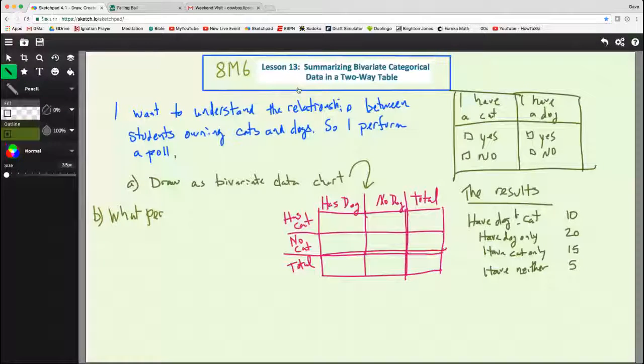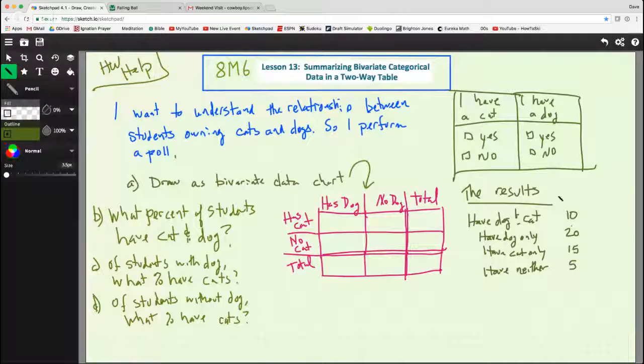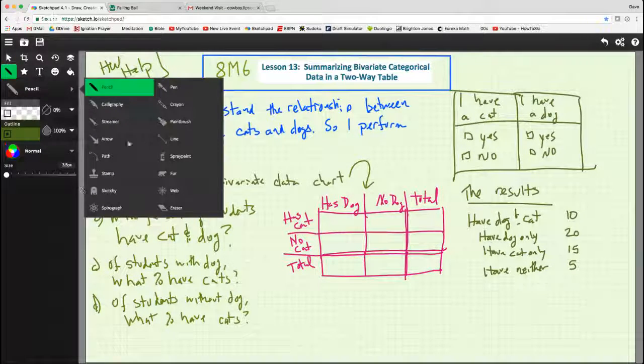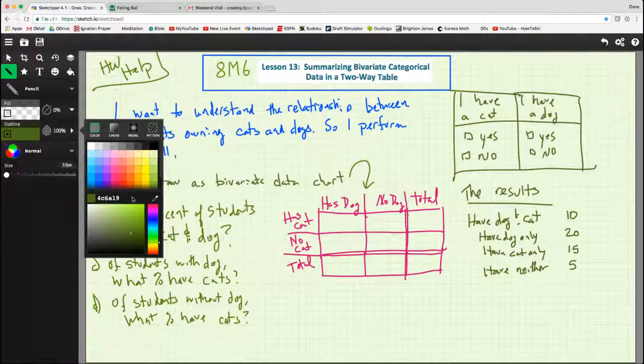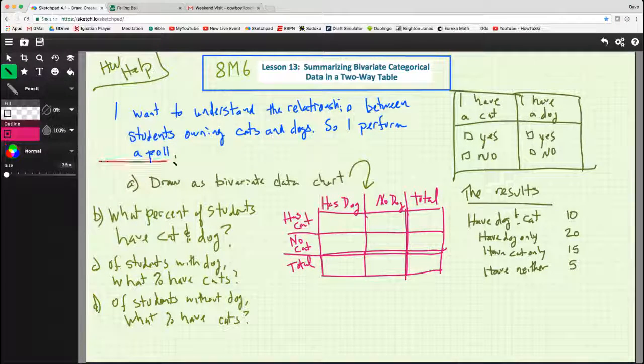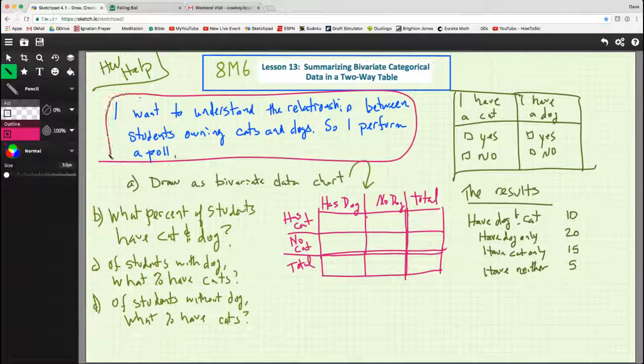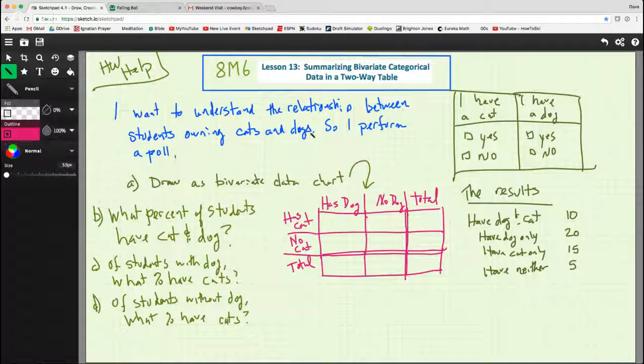Now what I'm going to ask you to do is one final question. Let me guide you through it before you start working it. It's a lot on here, but I want to understand. So here's my question. I want to understand the relationship between students owning cats and dogs. So I want to perform a poll. I want to see if students that own cats are more likely to have dogs or less likely to have dogs, or just what the breakout in my class is.